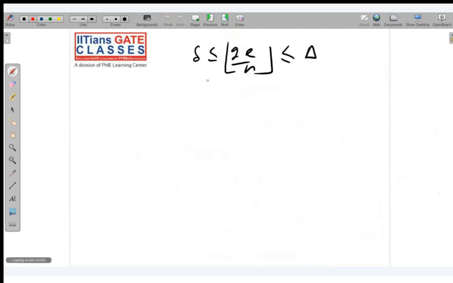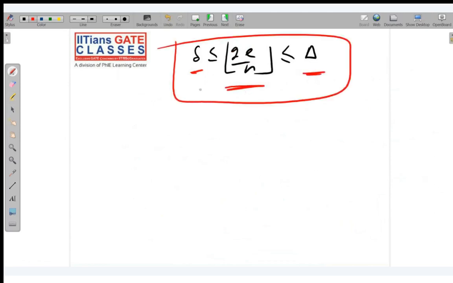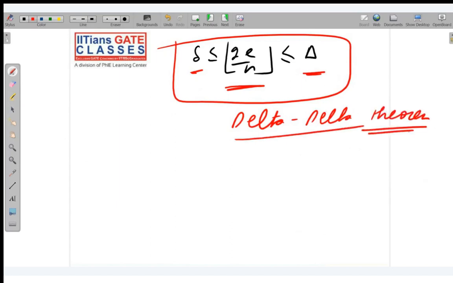Okay. So see this: delta is less than or equal to 2e by n, which is less than or equal to delta. This is known as the delta theorem. You may be wondering why I'm showing you this. Don't worry, just bear with me for 1 or 2 slides. You will get the idea. We have studied the delta theorem. Okay, take snapshot. Done, sir.